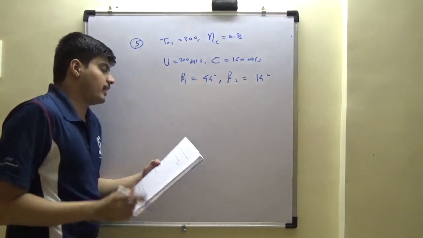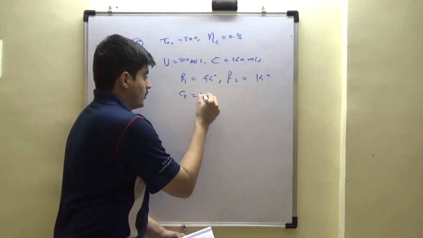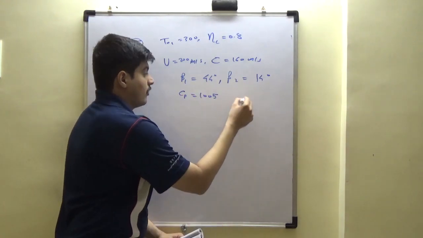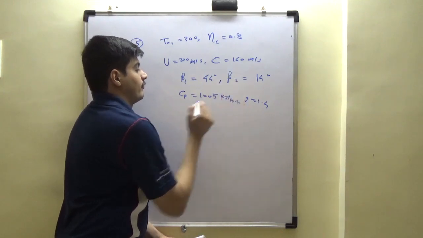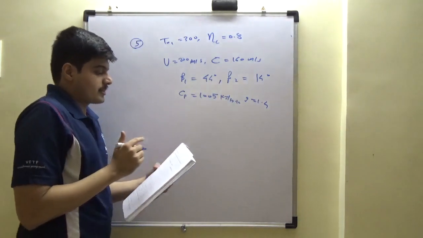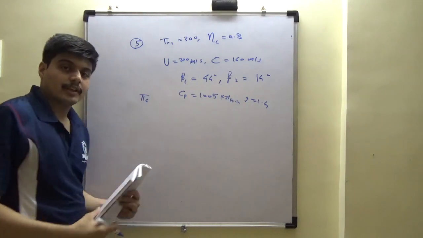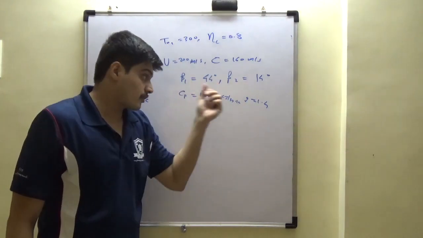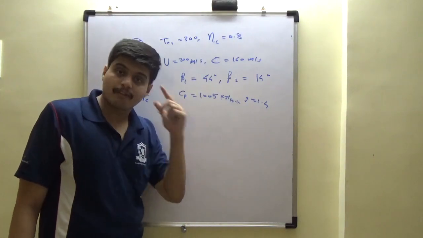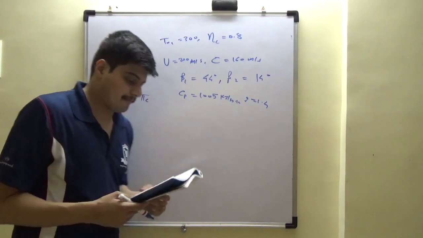So we have been provided ample information. Cp 1005, gamma 1.4. What is the pi c? This is just the extension of the previous question, by the way, and this was in another GATE exam. So this is one of the favorite topics to ask.